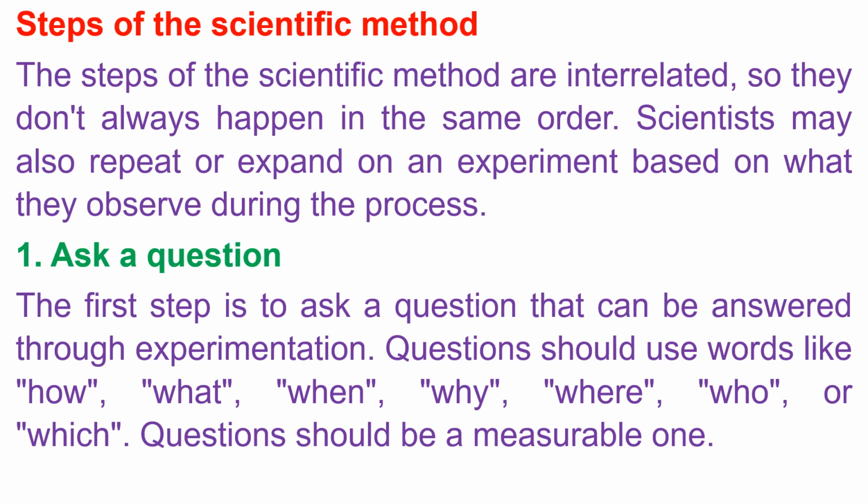Steps of the scientific method. The steps of the scientific method are interrelated, so they don't always happen in the same order. Scientists may also repeat or expand on an experiment based on what they observed during the process. 1. Ask a question. The first step is to ask a question that can be answered through experimentation. Questions should use words like how, what, when, why, where, who, or which. Questions should be measurable.